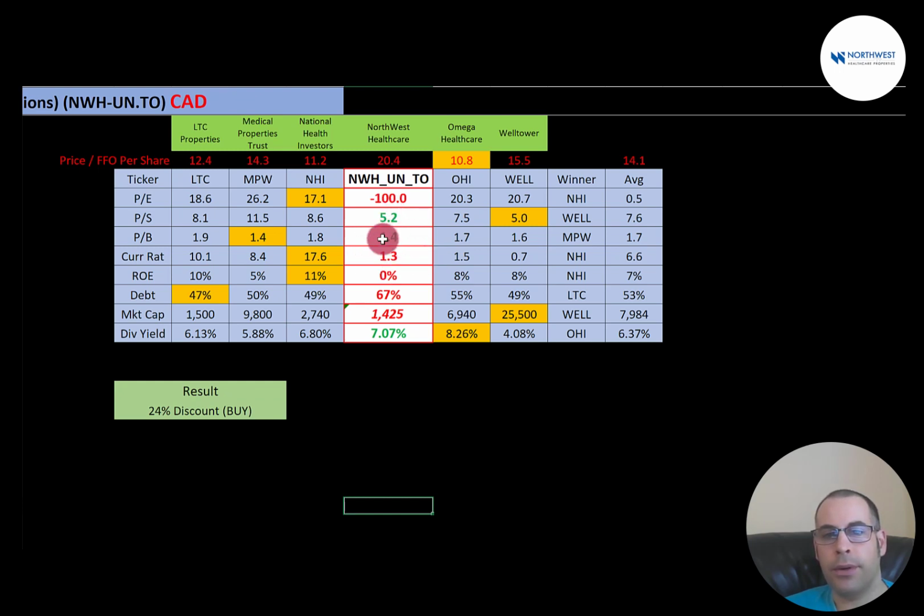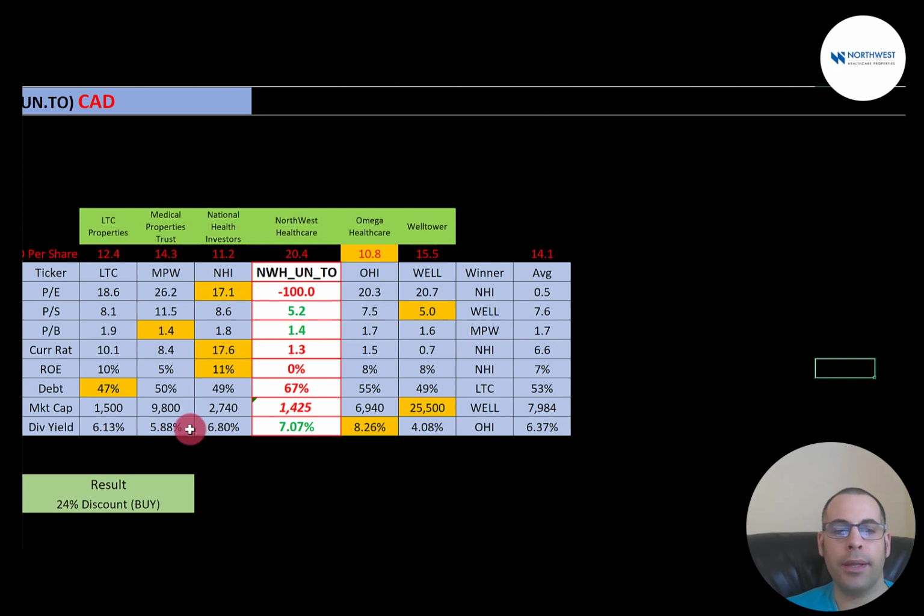The current ratio is great. ROE is worse than average. They have higher debt at 67%, average is 53%. They're much lower market cap at 1.4 billion US dollars. I converted them. The average is 8 billion US dollars. They do pay a really good dividend yield at 7%. The average is 6.4%. To summarize, I have them trading at a 24% discount. Their ratios look decent, but their financials look pretty good.